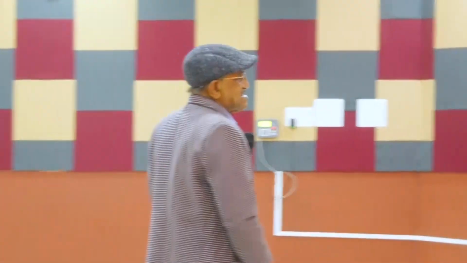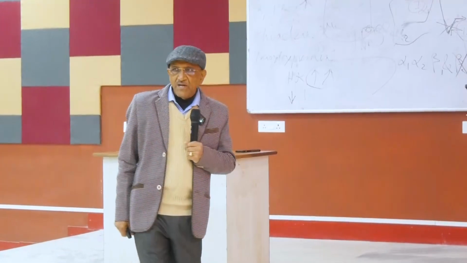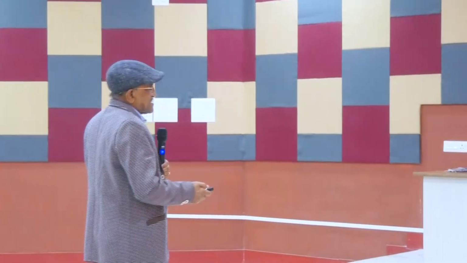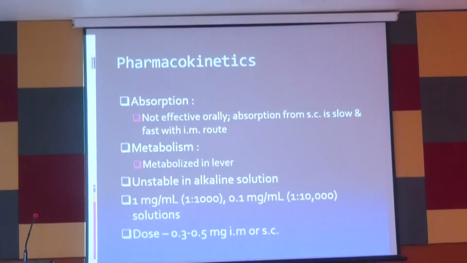Usually subcutaneous and intramuscular, the concentration is 1 milligram per ml, that is 1 in 1,000. It can be available in combination with local anesthetic to prolong the action of the local anesthetic. That adrenaline can be combined, so in that the concentration is much lower. In IV, a 1:10,000 solution can be given.